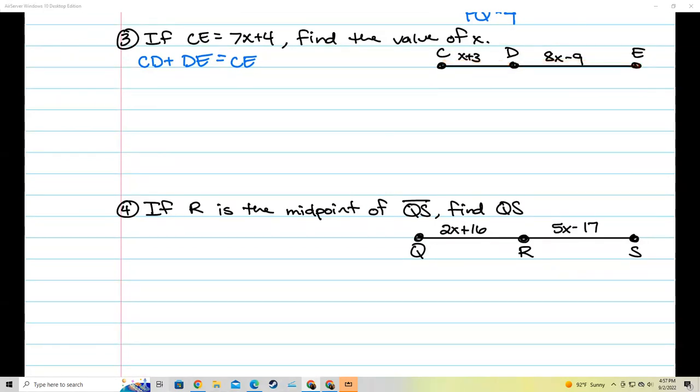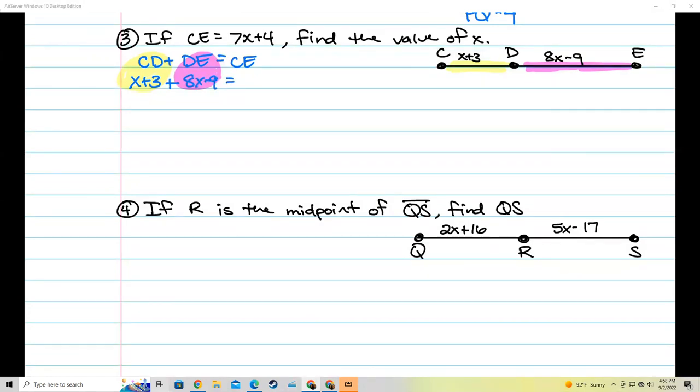All right, let's see. What did they give us? Let's start with the first one. CD is right here. So for this CD, I get to write that it is x plus 3 plus DE. DE is right here. So for this DE, I get to replace it with 8x minus 9.